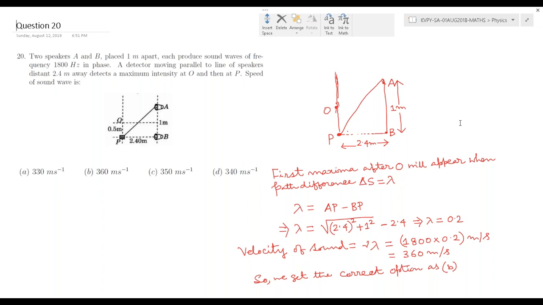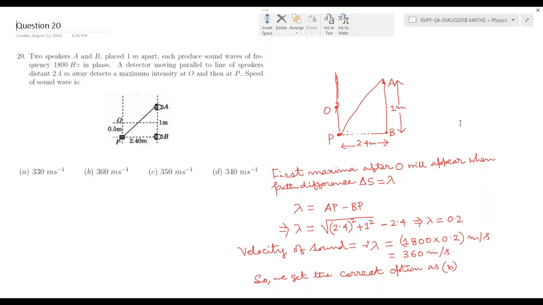And after that, we compute how to find the value of lambda. And after that, the velocity of sound is equal to the frequency into the wavelength. And that's why we follow this. Any question, please? A to P, yeah, it will go A to P, correct. I never mentioned Q. No, it will not go A to O, A to P first. First is from A to O and B to O.